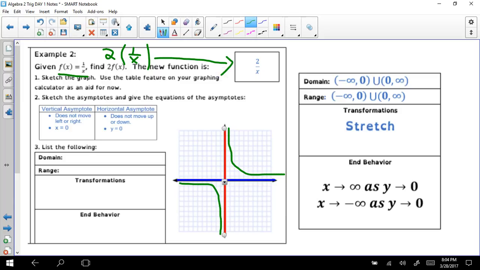Okay, so all we're doing is taking the parent function and multiplying by 2. That transformation, that's just a stretch, that's all that is. Okay, and I'm going to go through all of the domain, the range, the end behavior. I'll show you what all this stuff means in a second.